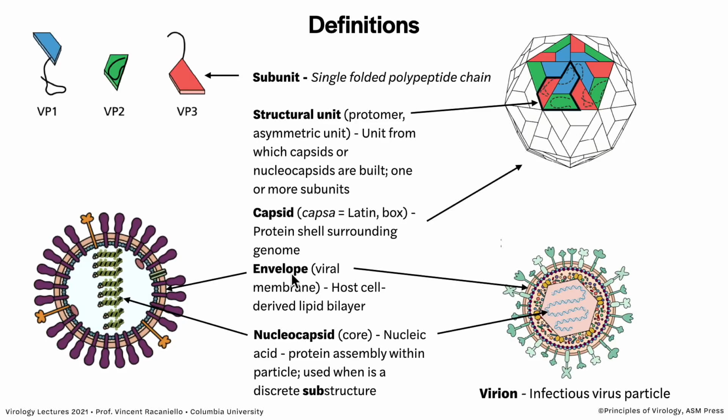And then we have envelope, which of course is the viral membrane. That is derived always from the host cell, and it is a lipid bilayer. And of course, embedded in it are viral glycoproteins, which we will talk about. And so envelopes can be on viruses with capsids, like the one on the upper right, or they can be around viruses that have a nucleocapsid or just nucleic acid inside without any higher order structure such as that. And we'll get into this more today. And then we have the nucleocapsid.